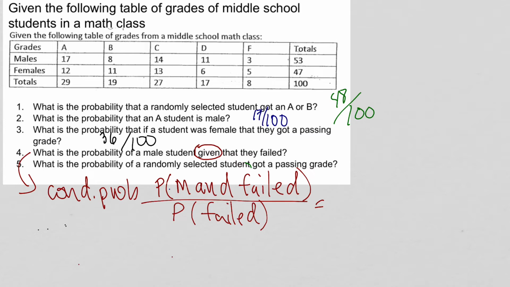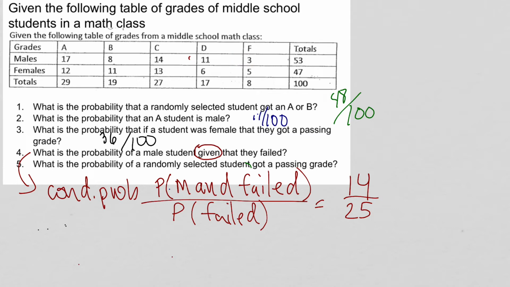So looking at the table here, male and they failed are 11 of them plus 3. So that's 14 of them, out of the total of everyone that failed, which are these two columns here added up, D's and F's, 17 plus 8 is 25. So that is the answer for number 4. Okay, let's move it on.